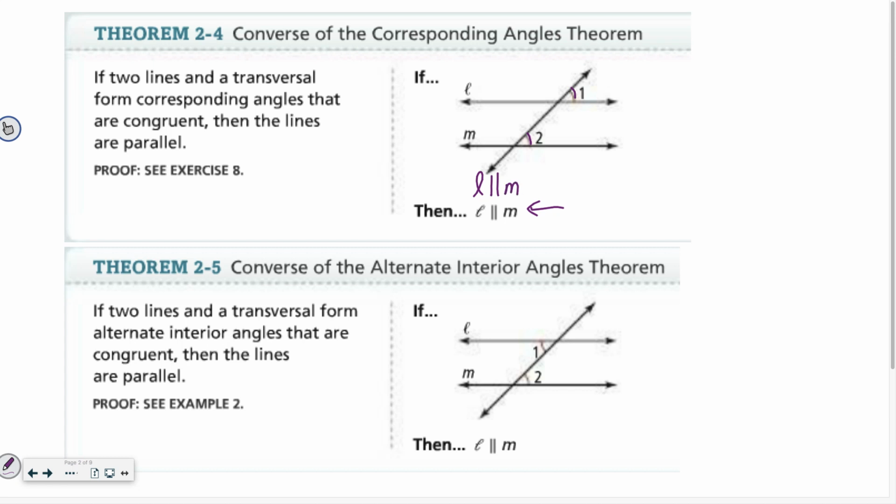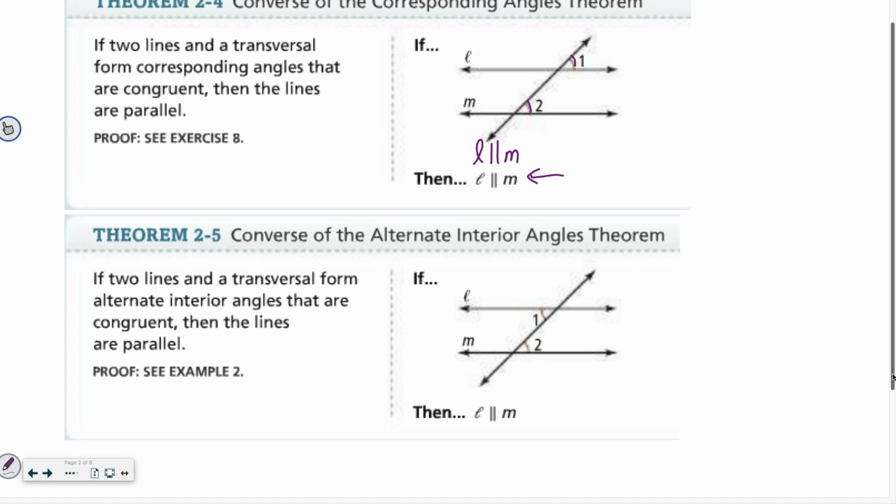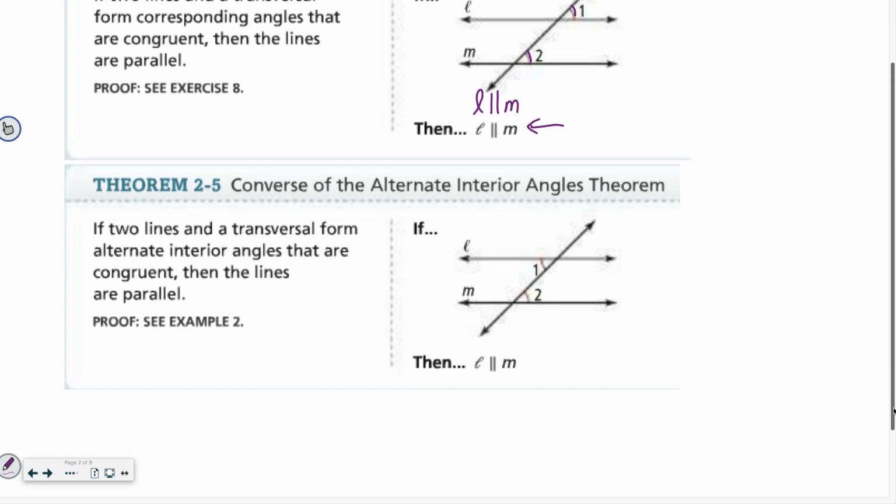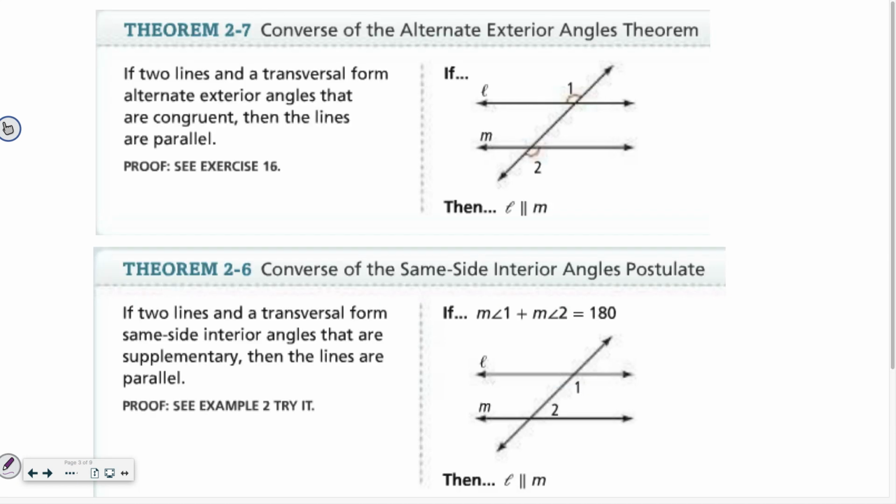Then we have the converse of the alternate interior angles. Again, I'm giving you a pair of alternate interior angles, and if those are congruent, then line L is parallel to line M. Then we also have something called the converse of the alternate exterior angles theorem. That means I gave you two exterior angles, and if those two exterior angles are congruent to each other, line L is parallel to line M.